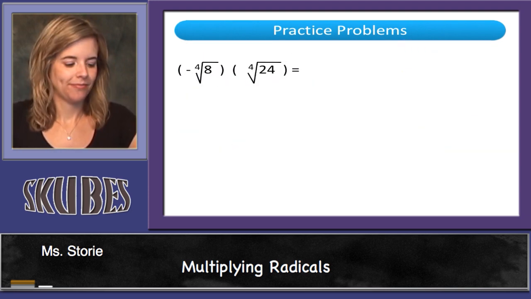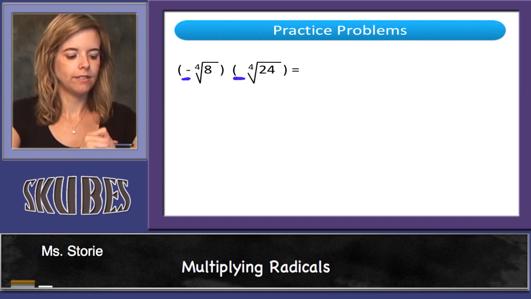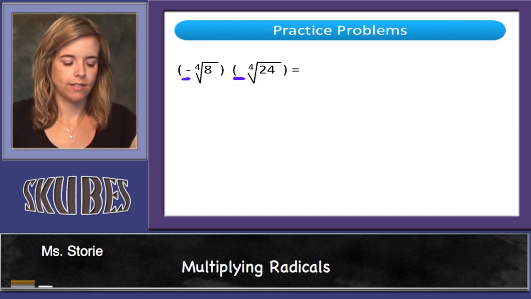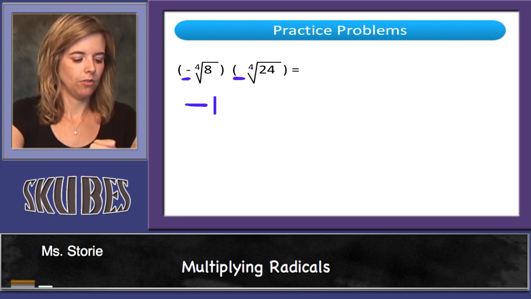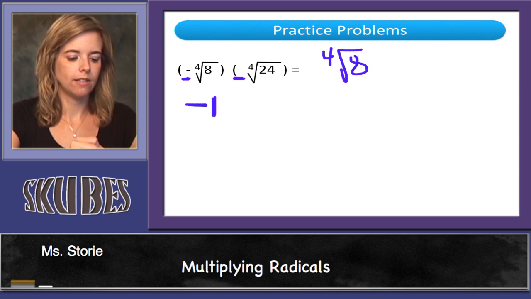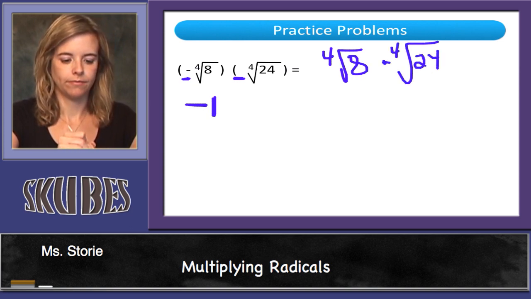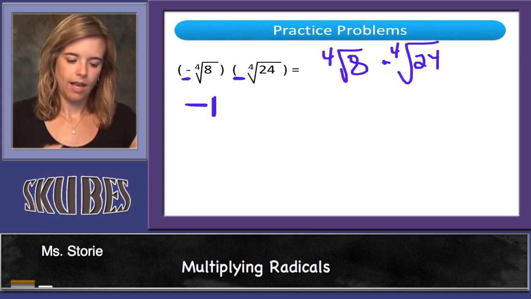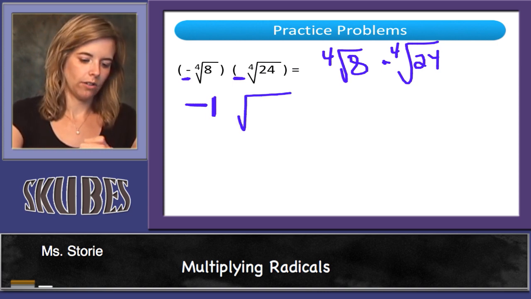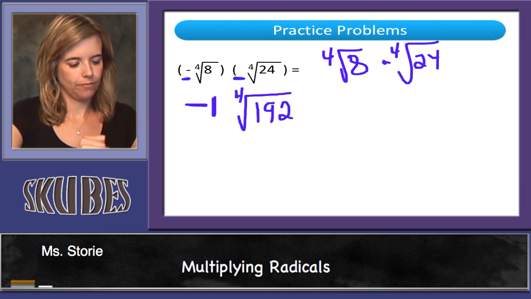Not too bad. Let's try one more example. Do I have a whole number? Technically, yes, I do. They're both 1s. If it's invisible, there's nothing out there. That means they're 1s. So I have a -1 times a +1, so I still have a -1. Now we're going to take the 4th root of 8 and multiply it by the 4th root of 24. So we're going to have to do 24 times 8, and that's going to get us radical 192, and that's the 4th root.